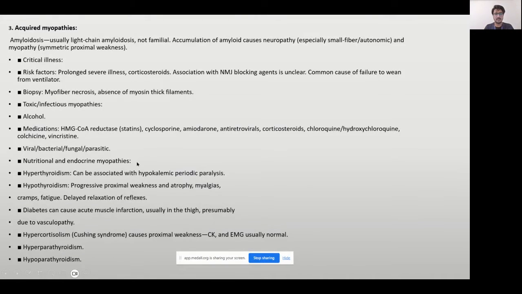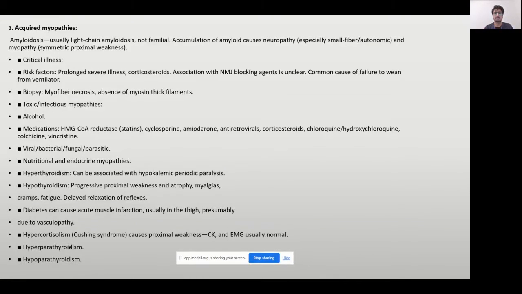There are also nutritional and endocrine myopathies, for example thyroid disorders, hyperthyroidism and hypothyroidism, that can affect the muscles. And of course, diabetes can cause acute muscle infarction, and there are cortisol disorders, hyperparathyroidism, and hypoparathyroidism. So these are some of the metabolic causes. These are the acquired myopathies that sometimes are missed. And as FY1, FY2, these are the common things that should be assessed when patients come with muscle weakness.